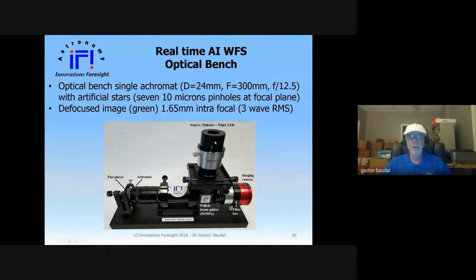So this is a way to do a double pass analysis of the scope, like if you had a star. Of course, I don't have anything here. I'm in the lab. I have an artificial star, like if it was in the sky, except like if I was in space. So we do a double pass kind of thing. So we have a flat mirror here.